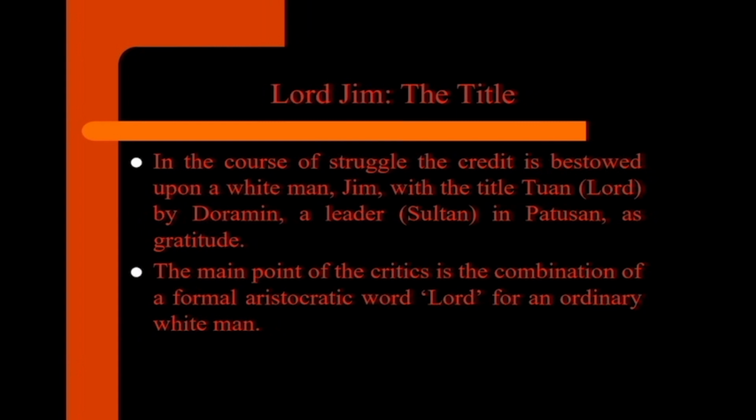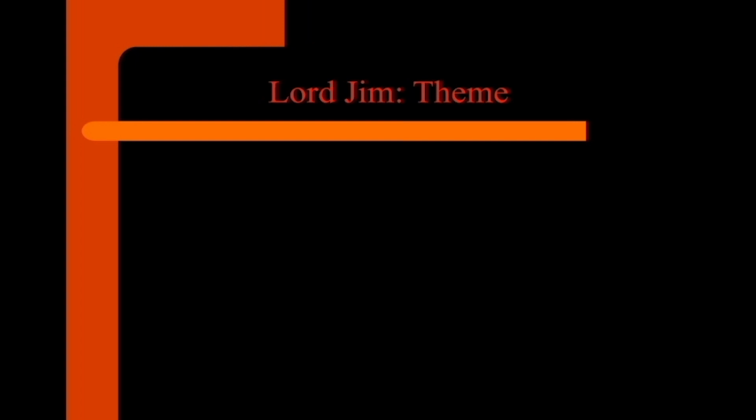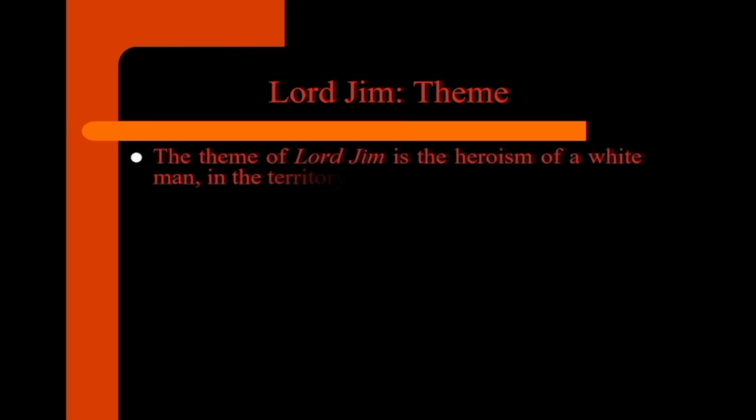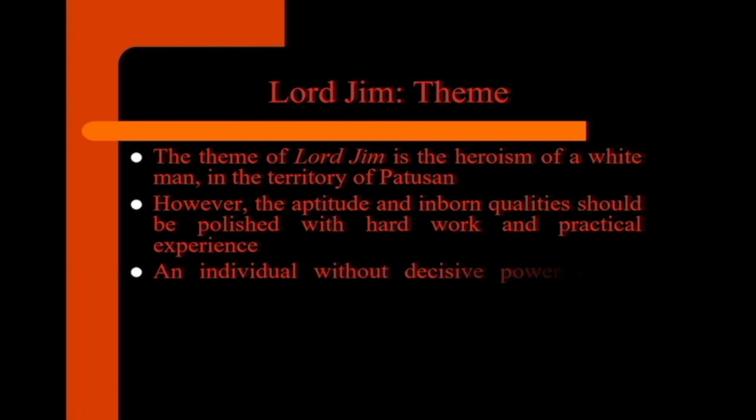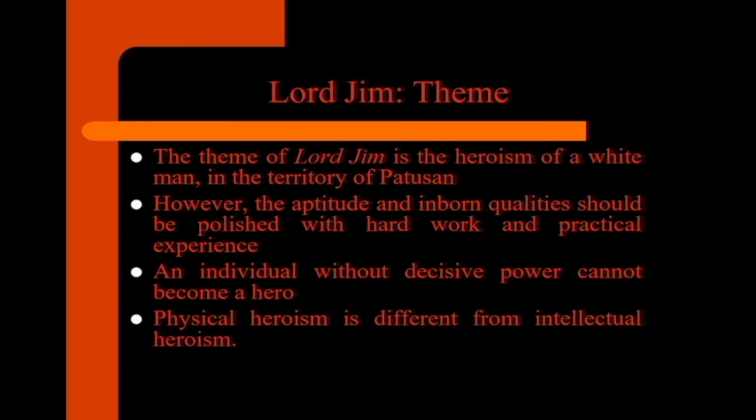The main point of the critics is the combination of a formal aristocratic word, Lord, for an ordinary or a mediocre white person, Jim. Now, Lord Jim and its theme. The theme of Lord Jim is the heroism of a white man in the territory of Patusan, an imaginary state. However, the aptitude and inborn qualities should be polished with hard work and practical experience. An individual without decisive power cannot become a hero or a protagonist. Physical heroism is different from intellectual heroism or from intellectual struggle and thinking.